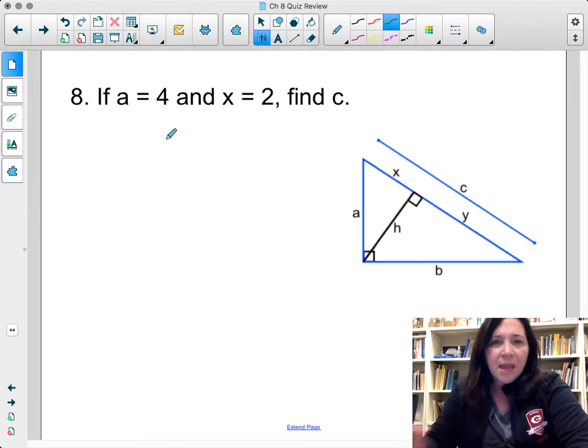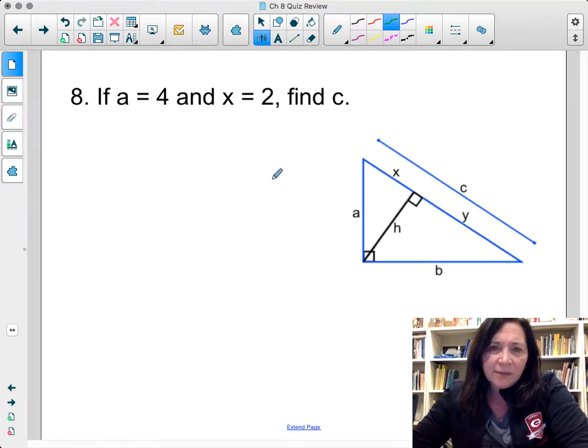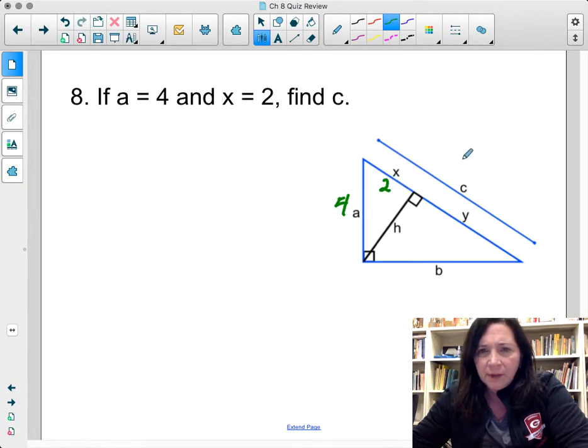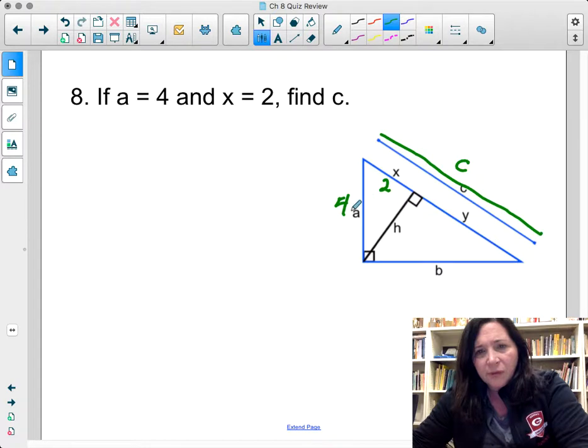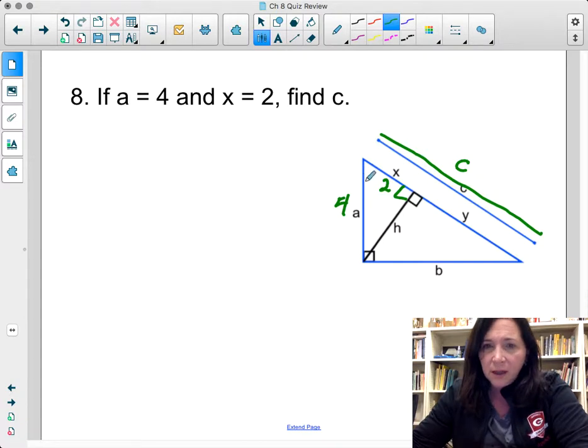Okay, cool. This one, A is 4, so here's this length 4. X is 2, there's 2. And find C. Okay, so we've got to find C. C is the length of this hypotenuse. So this looks like a hypotenuse-leg problem. Okay, so we're going to go, let's see here, little triangle.